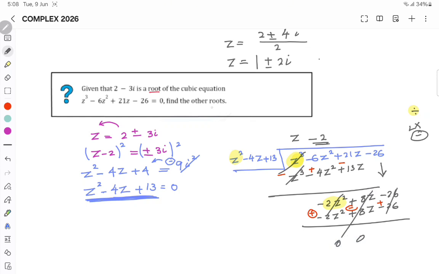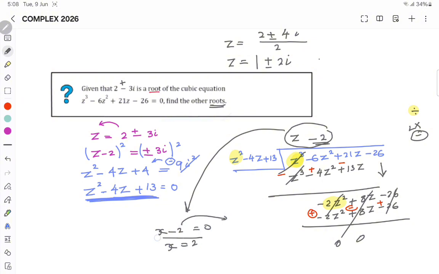He said here, find the other roots. So the other root is the conjugate of this because it's complex, and we take the quotient and equate it to 0. So the other root, it will be z minus 2 is equal to 0. So shifting that to the other side to state the value of z. So what is the other root now? It's 2 plus 3i, the conjugate of the complex given root, and the real value, it's z equal to 2.